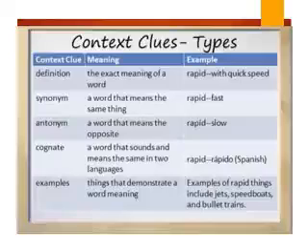The fifth type of context clues is examples, things that demonstrate a word's meaning. Examples of rapid are things that include jets, speedboats, and bullet trains.